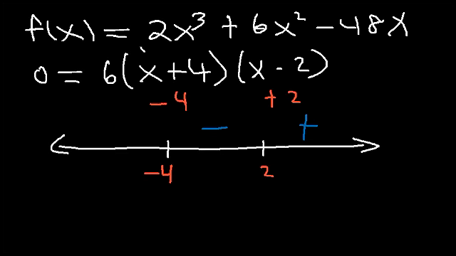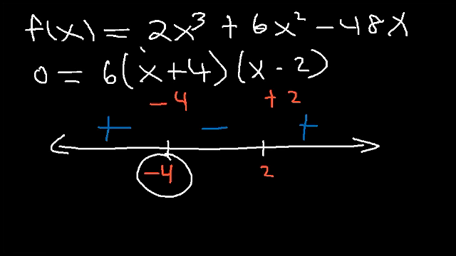Now let's pick a number to the left of negative 4. Let's say negative 5. Negative 5 plus 4 is a negative number, and negative 5 minus 2 is negative. Two negatives make a positive. So now that we've completed the sign chart, let's look at negative 4.